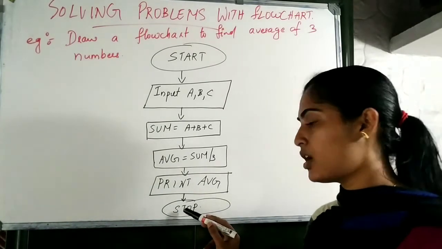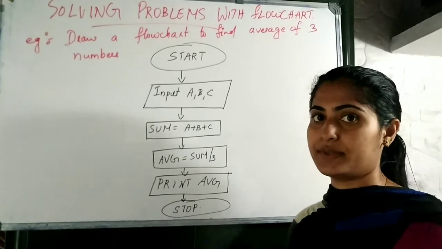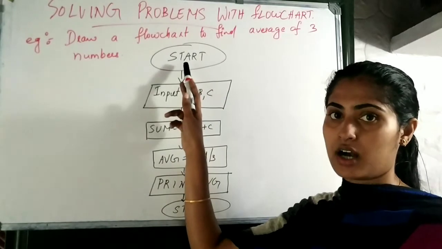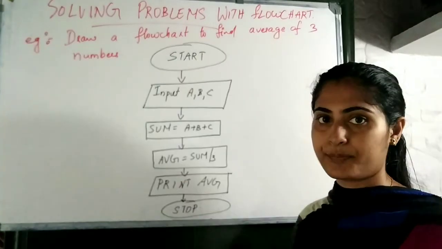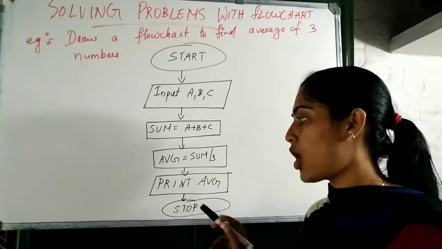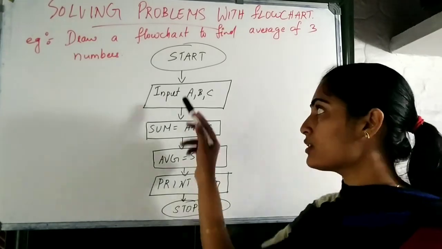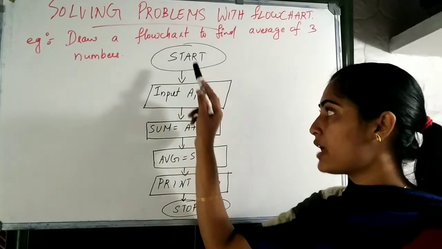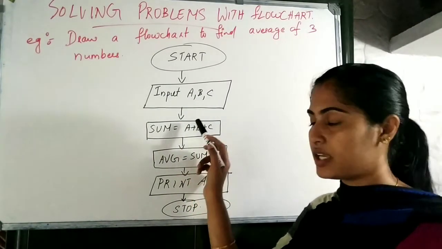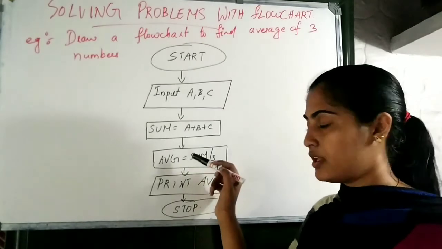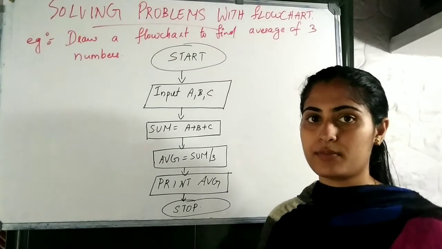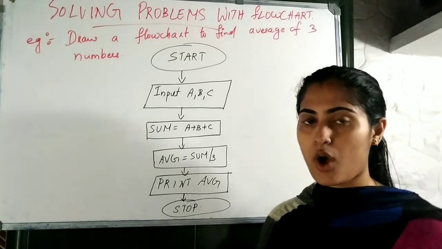And the last step is stop, which comes under the oval shape. A flowchart always begins with a start and always ends with stop. There is only one start box and only one stop box. Look at how the arrows go. From start the arrow goes to the inputting, then to the processing, again to the next processing, then to the output. Then at last the arrow ends at the stop symbol. Always the arrow should end at the stop symbol.